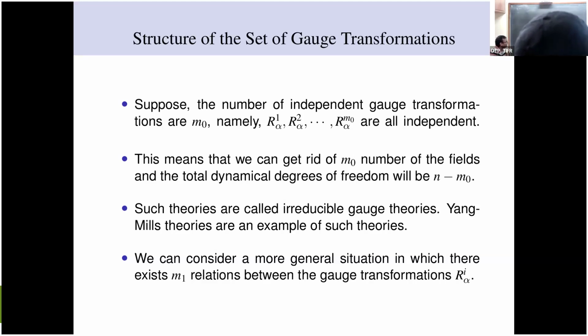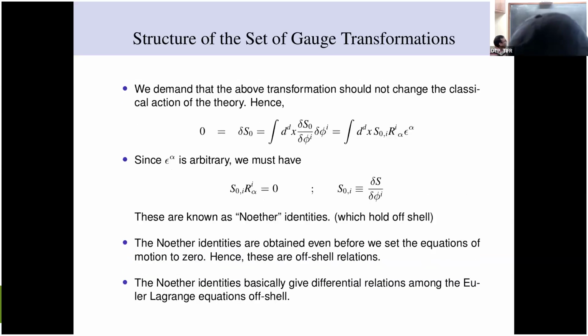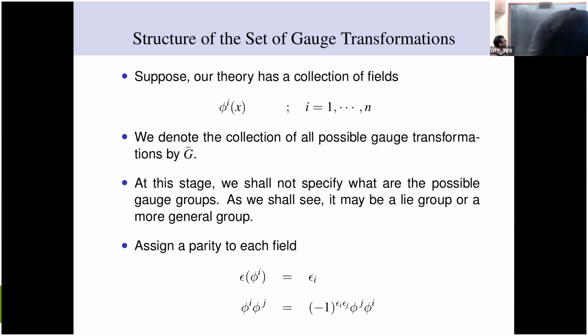But we can consider a more general situation in which there exists... Sorry, this is going too fast. Slowly: this means we can get rid of m naught. M naught is the number of gauge transformations. This index I runs from 1 to n; those are the fields, and these are their components.